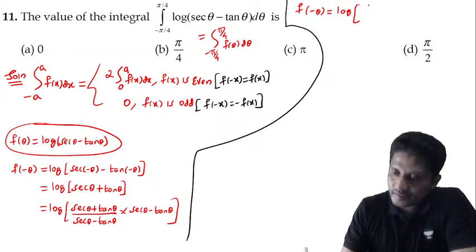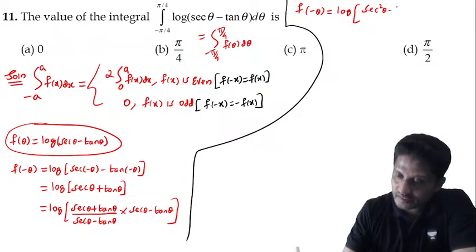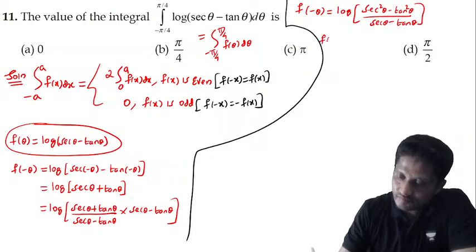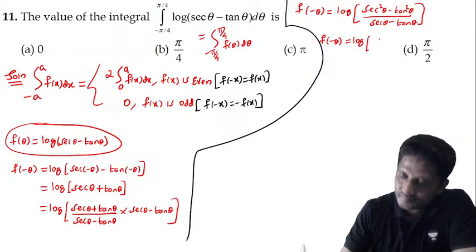This becomes a plus b into a minus b, which is a square minus b square. So it is sec square minus tan square, upon sec minus tan. Sec square minus tan square will be 1. Now f of minus theta will be equal to log of 1 divided by sec minus tan.